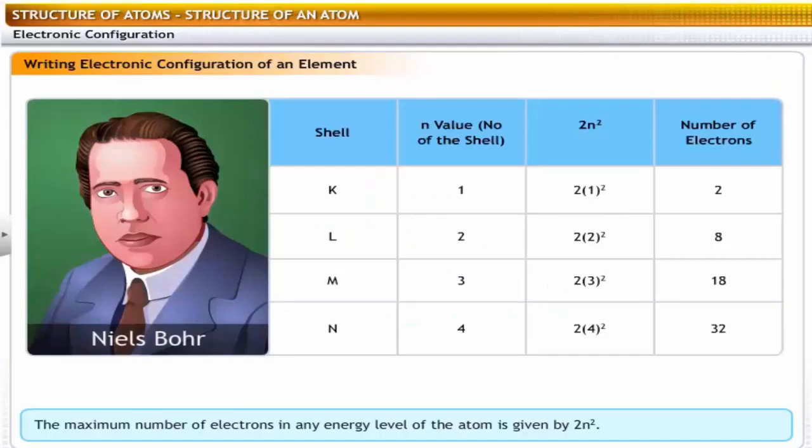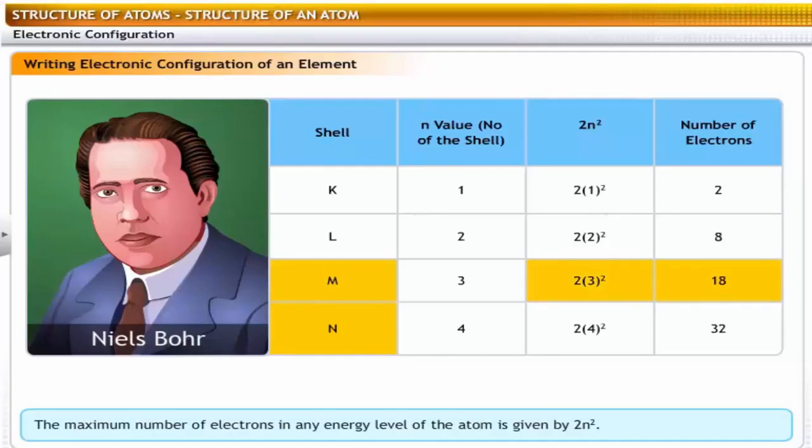According to Bohr's model of an atom, the first energy level K can have 2 electrons. The maximum number of electrons which can be accommodated in shell L is 2 multiplied by 2 to the power of 2, equal to 8. Similarly, for M and N shells, the maximum number of electrons that can be accommodated are 2 multiplied by 3 to the power of 2 equals 18 and 2 multiplied by 4 to the power of 2 equals 32 respectively.